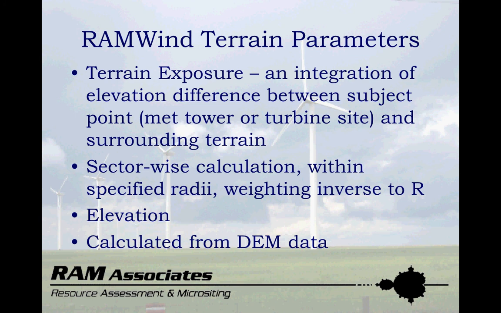Okay, the RAMWind terrain parameters. One of the key ones we use is terrain exposure, which is essentially an integration of the elevation differences between a given location, be it a Met tower or a turbine site, and the terrain surrounding it. It's performed in a sector-wise calculation with specified radii, and the elevation differences are weighted with an inverse relationship to the distance or radius from the point of investigation. And we also use elevation in the analysis. And we calculate these variables from digital elevation data.